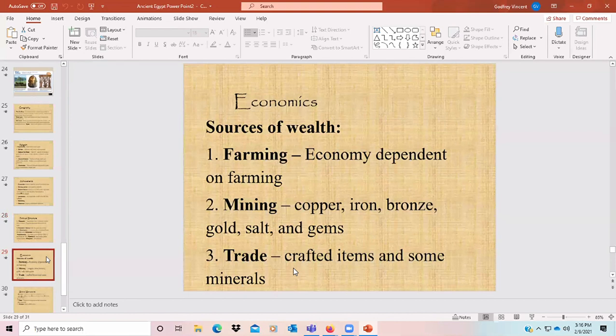Every society or every country has an economy. How do we sustain living? How do we create wealth, save money, work for wages? The economy was based on farming, mining, and trade. This is how we are making our money. We are paying our bills, feeding ourselves, clothing ourselves, implementing government projects, having money to build pyramids because we are engaged in farming, mining, and trade.